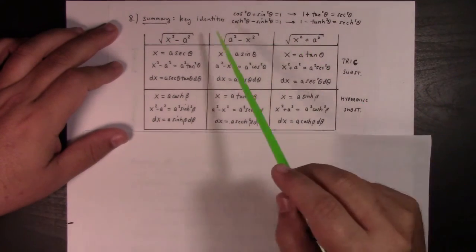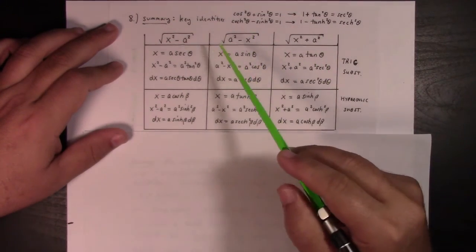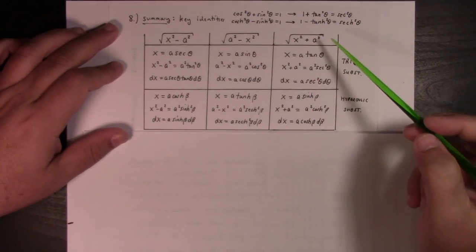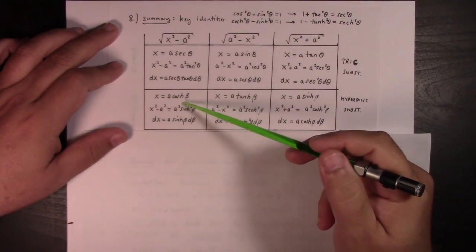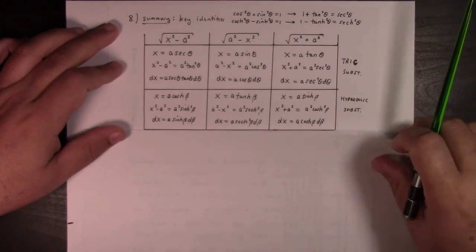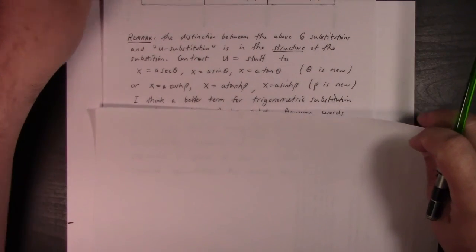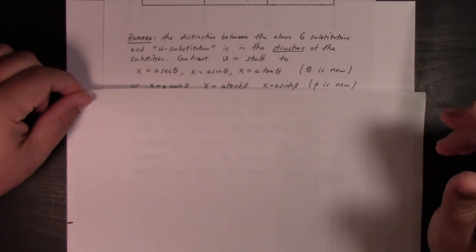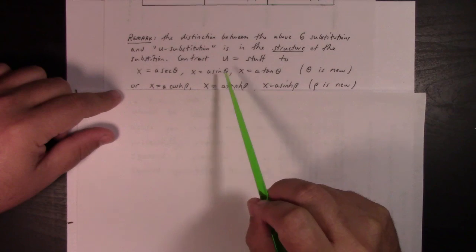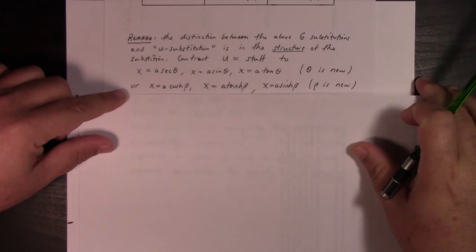And the thing is, we can tame a square root of this kind, that kind, or that kind by these substitutions, either secant theta, sine theta, or tangent theta for the trig substitution, or the corresponding hyperbolic substitution would be cosh, tanh, or sinh. I've showed you a sinh substitution, and so the distinction between these substitutions and u substitution is again in the structure of the substitution. Contrast u equals stuff to x equals a secant theta, x equals a sine theta, x equals a tangent theta. The theta is new, or in the hyperbolic substitutions, the beta is new in my current language.